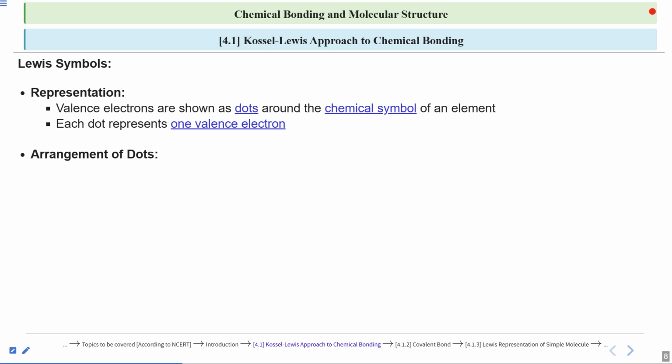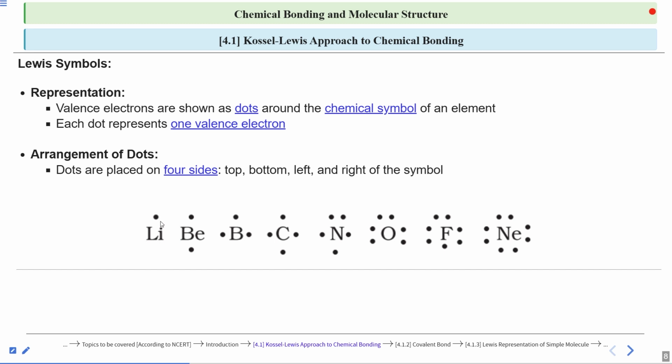And how are these dots arranged? Very simple. There is not a specific way to put these dots, but we generally follow a pattern of putting them at 4 corners, like top, bottom, left and right of the symbol. For example, in lithium, this dot is present here, right? Then in beryllium, 2 dots are present. Boron, 3 dots. Carbon has 4 valence electrons, so 4 dots are present. In the first case, it is on the top. Here, it is on top and bottom, then top, right and left. And in carbon, top, bottom, right and left. So on the 4 corners. Similarly, you can look up the remaining elements given here.